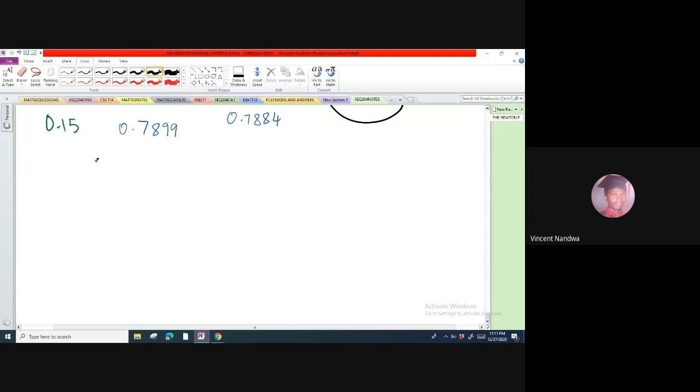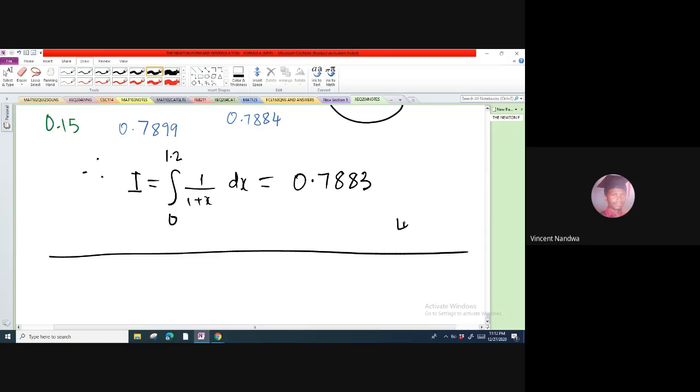Therefore, I equals the integral from 0 to 1.2 of 1 over 1 plus x dx is given by 0.7883, to the nearest 4 decimal places. So get as many examples as possible on Romberg integration and use the same approach to work out the solutions.